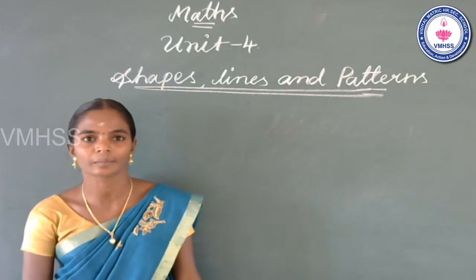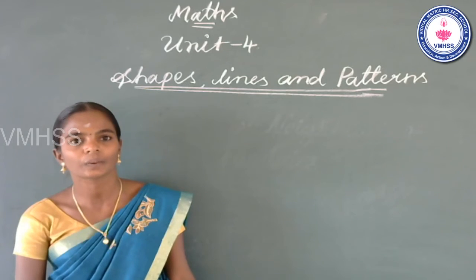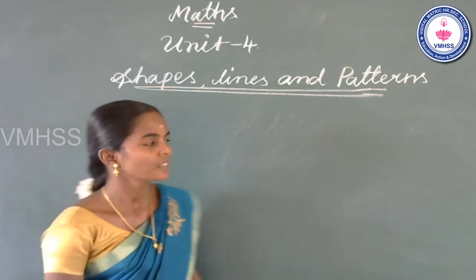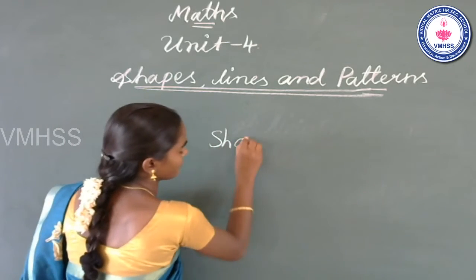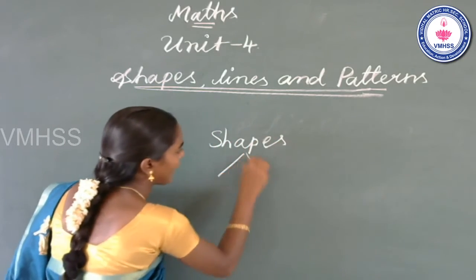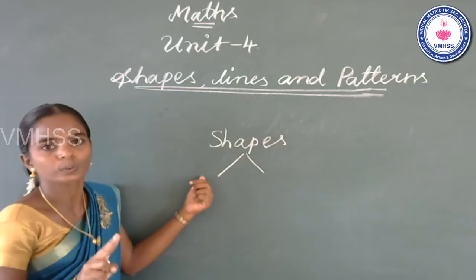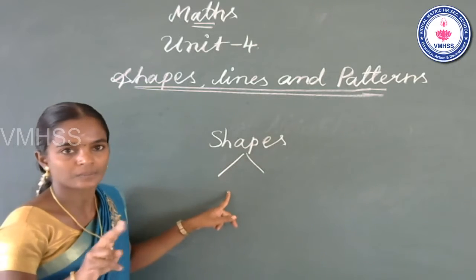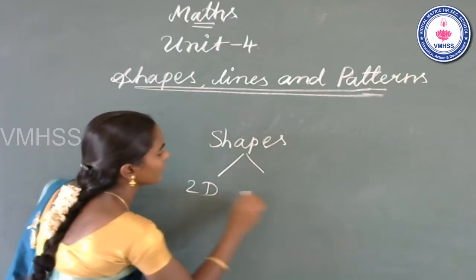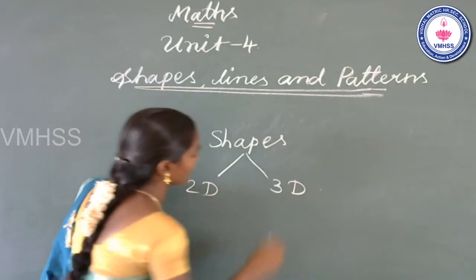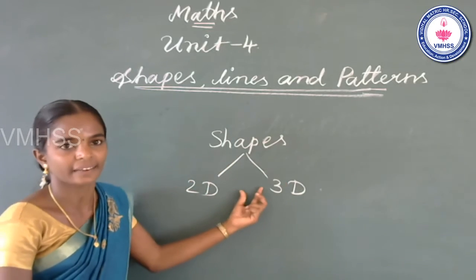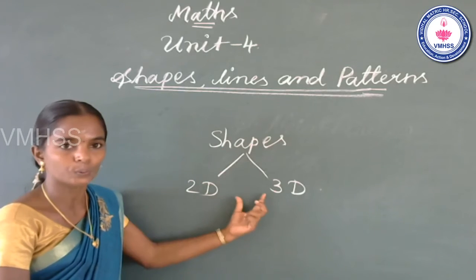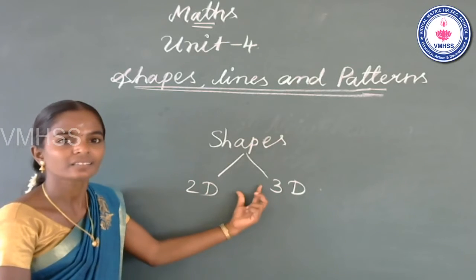Collection of two-digit numbers. So today we are going to learn about shapes. Okay, dear children, listen. Shapes can be divided into two types. First one 2D, next one 3D. Dear students, shapes can be divided into two types, 2D and 3D.